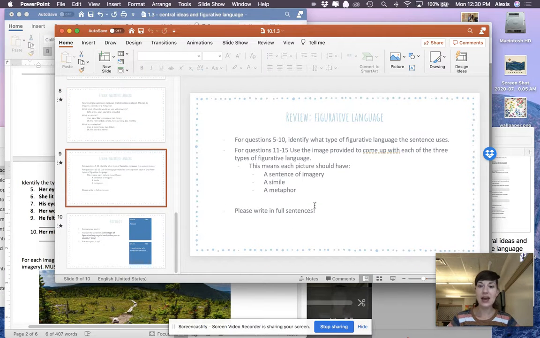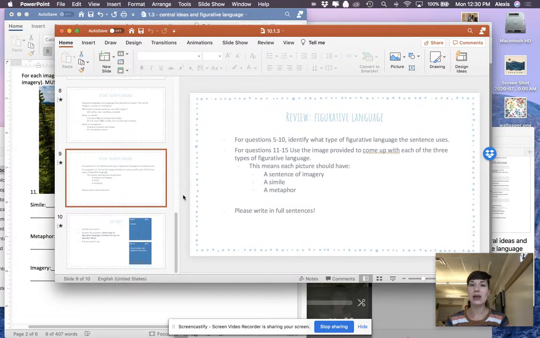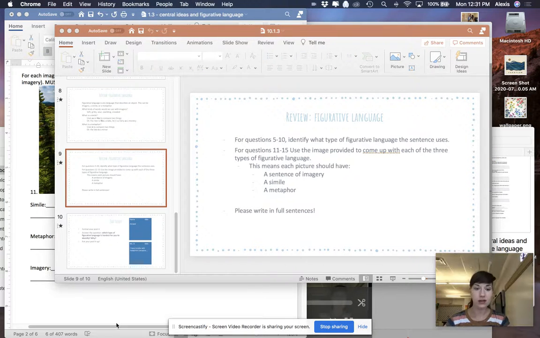All right. And then I just want to remind you, for questions 5 through 11, we're going to reverse. Before, I've been giving you the imagery or the simile or the metaphor, and now you're going to generate that. So for each image that you see, you're going to do one of each: one simile, one metaphor, and one piece of imagery. Okay? And remember, you can go back and watch some of the video. You can go back and look at the slides to give yourself a refresher. You can even look at other videos on YouTube to help you. Okay? So just make sure you're using all the resources that you can to help you figure this out.